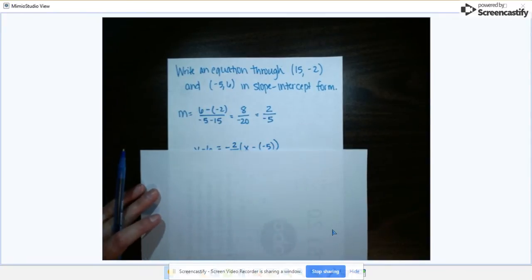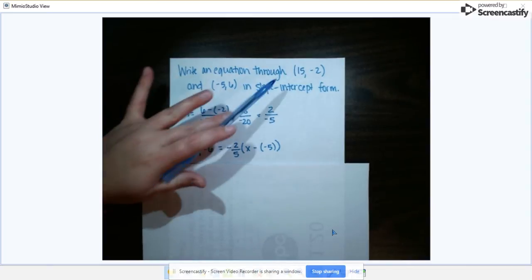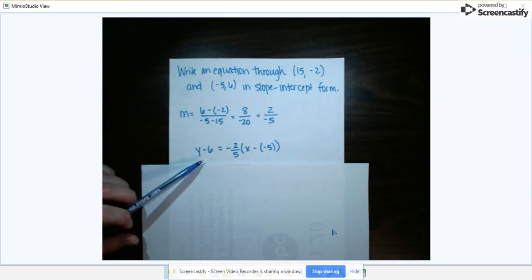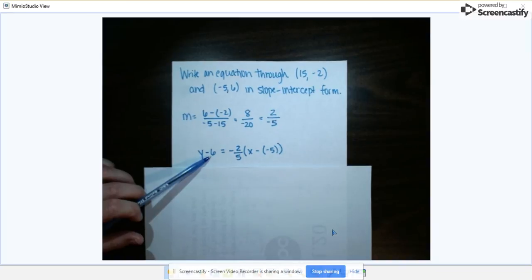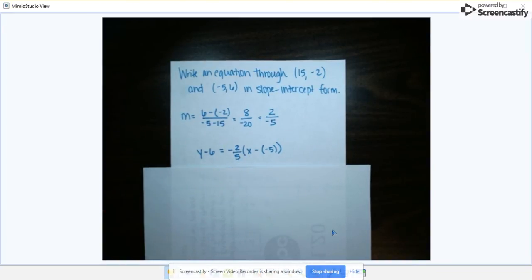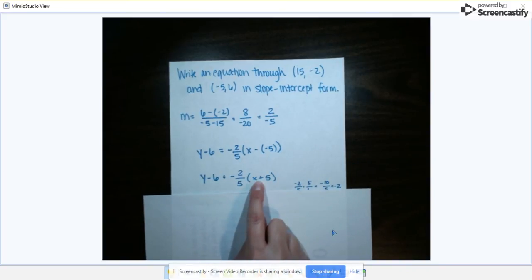So we're going to use that. Again, use either point that you choose. It doesn't matter. I went ahead and used the bottom one because I didn't have to plug in a 15. Okay, they're smaller numbers. So y minus 6 is negative 2/5 times x minus negative 5. I went ahead in the next step and changed that minus negative into a plus.